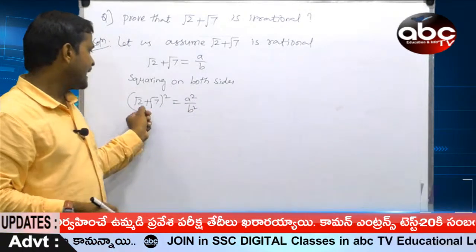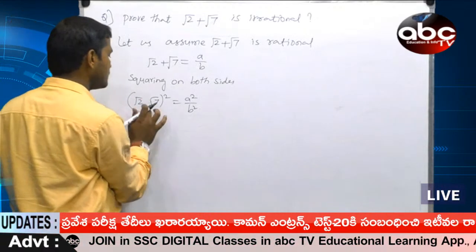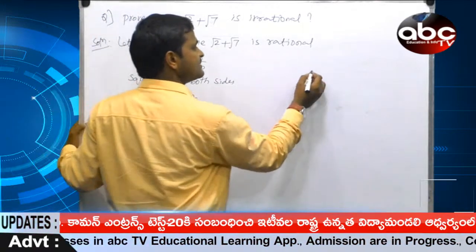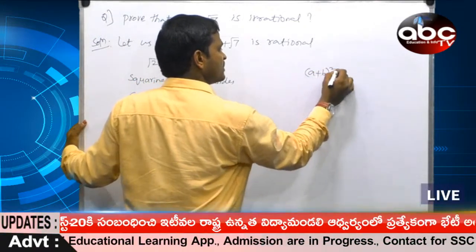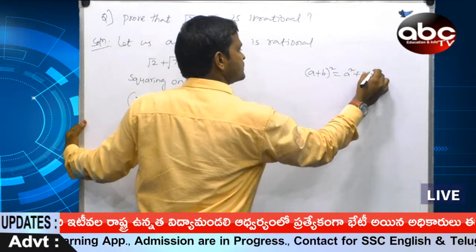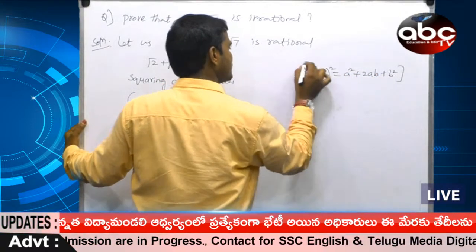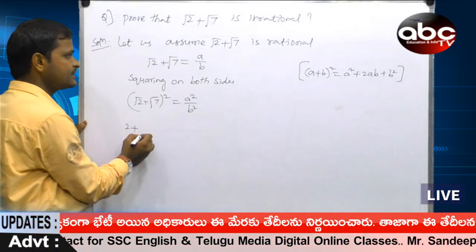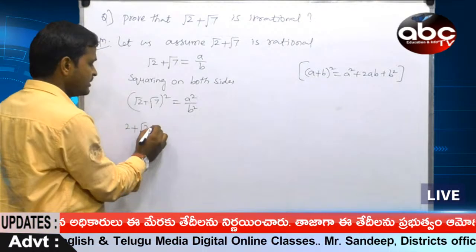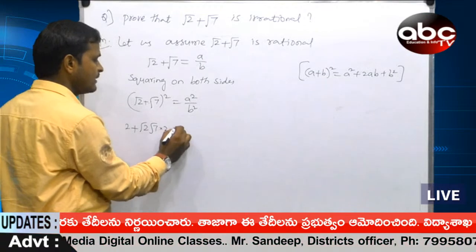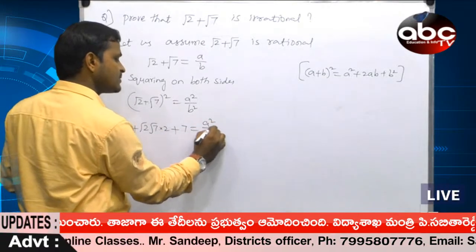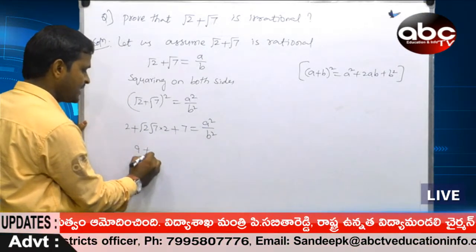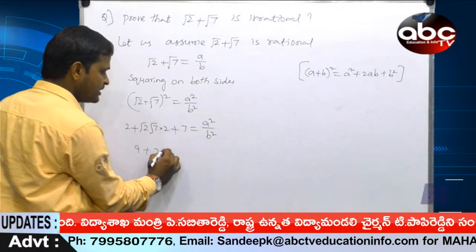Already you know, students, a plus b whole square identity. That is a square plus 2ab plus b square. Okay. Then the square roots get cancelled. 2 plus 2 into root 2 into root 7 plus 7 is equal to a square by b square. 2 plus 7, 9 plus 2 into root 2 into root 7.